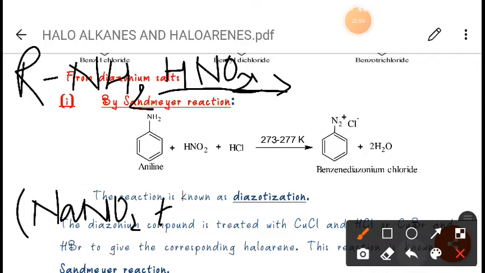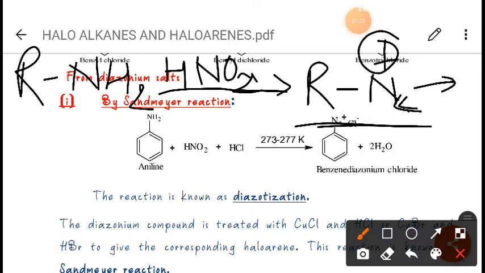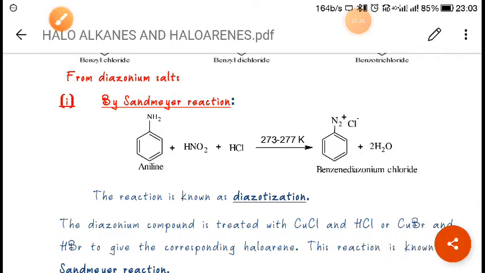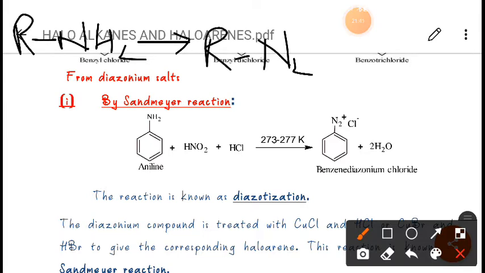So what will happen when we supply HNO2? It will form R N2+. As we know, this is a super leaving group, right? Now, from R NH2 in presence of HNO2, we have got R dash N2+, right?